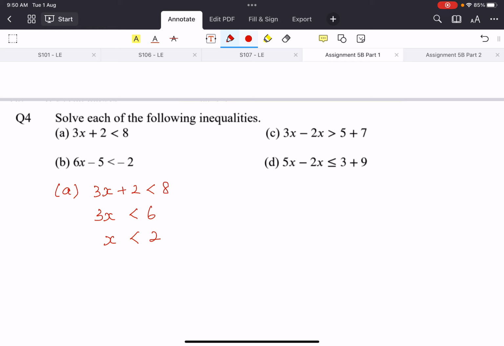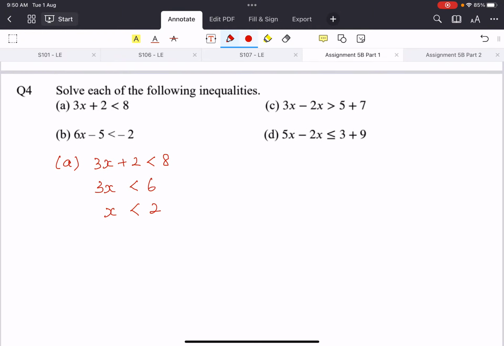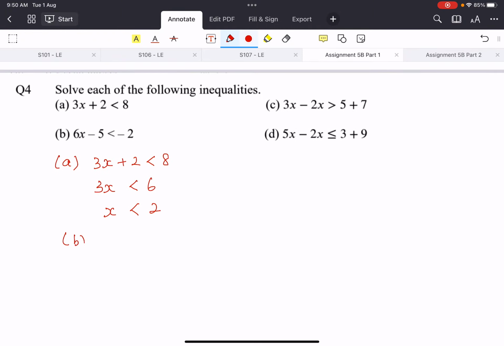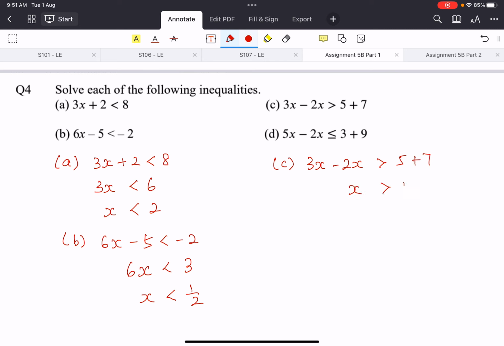Let's look at part B. For part B, we have 6x minus 5 is less than negative 2. So I add 5 to both sides. 6x is less than 3. And then divide both sides by 6. So x is less than half. Okay, part C. We have 3x minus 2x is greater than 5 plus 7. So this gives us x is greater than 12.